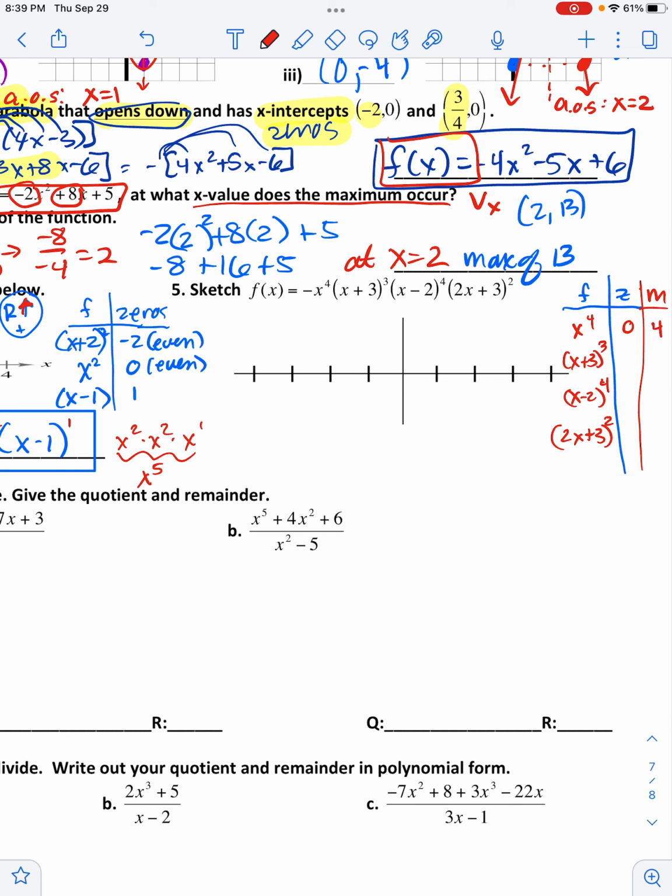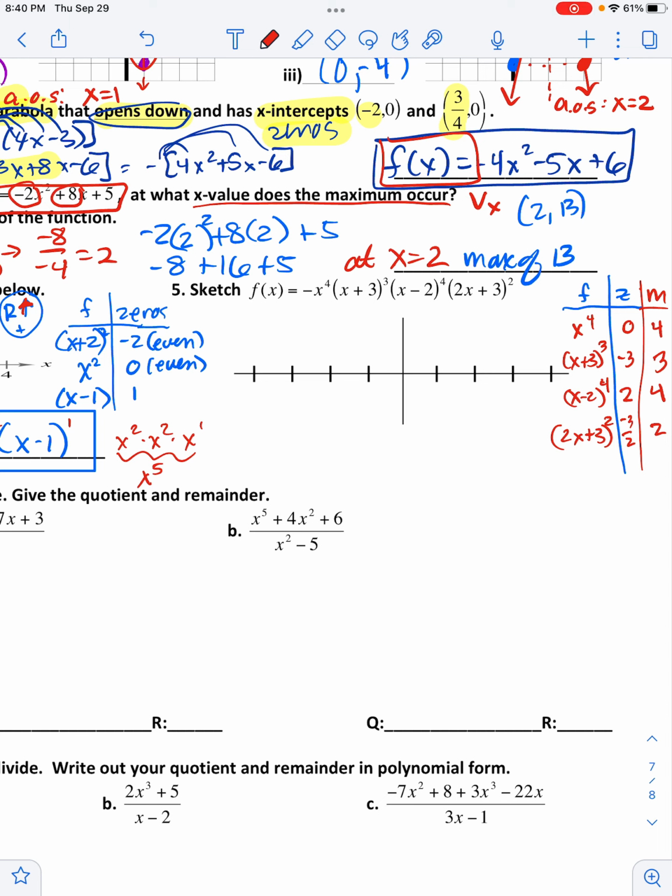I have x plus 3, so my 0 would be negative 3 with a multiplicity of 3, which is odd. X minus 2 is my next factor, so 2 is my next 0, with a multiplicity of 4 because it's repeated 4 times based on the power. And last but not least, I have negative 3 over 2 as my 0, and that has a multiplicity of 2, which is even.